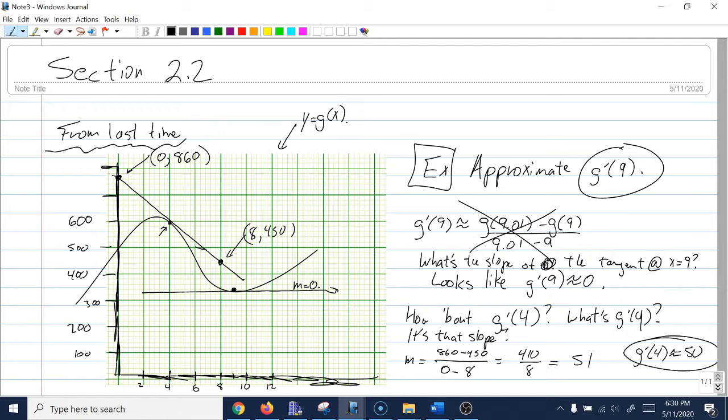I could say 51, but I don't really think these dots I picked were super accurate. There's some room for error when I'm drawing this line. The bigger deal is that it was a -8 on the bottom, so this is -50. And it should be negative because, hey look, the graph is decreasing at this point.